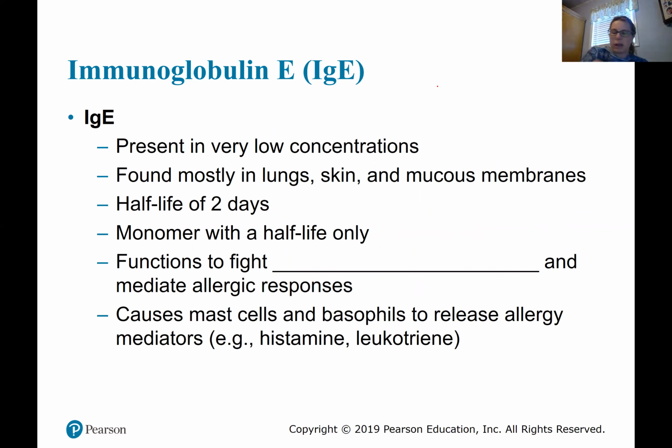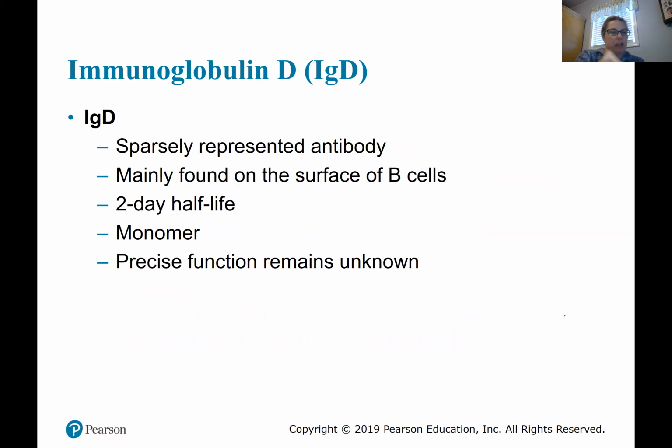IgE fights parasites like worms. And they also help release histamine, leukotrienes. They're involved in allergic reactions as well. And then IgD, not a lot really known about that.